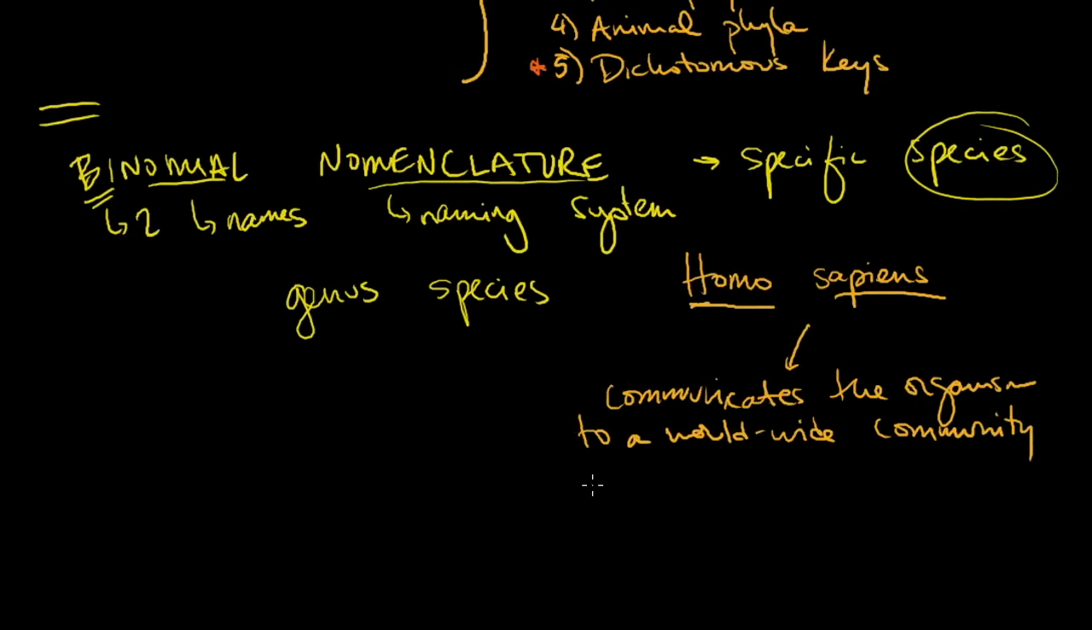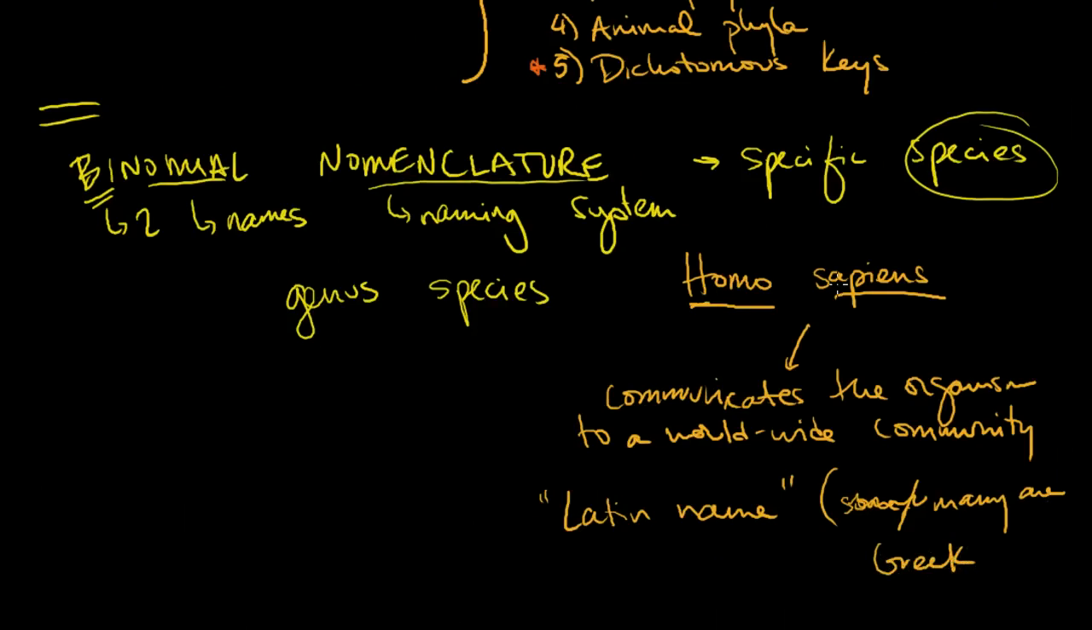It's sometimes referred to as the Latin name, which people simply use as shorthand for saying binomial nomenclature. But there's a problem with that in that many actually have Greek origins, Greek word names. Homo sapiens is actually not Latin, it comes from Greek. So just be mindful that there isn't one language.